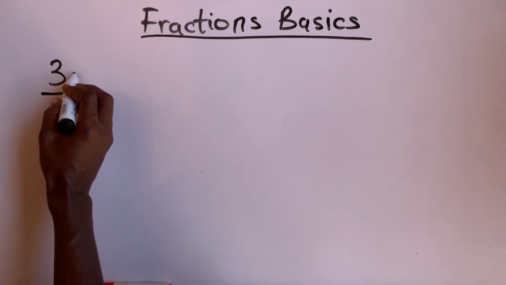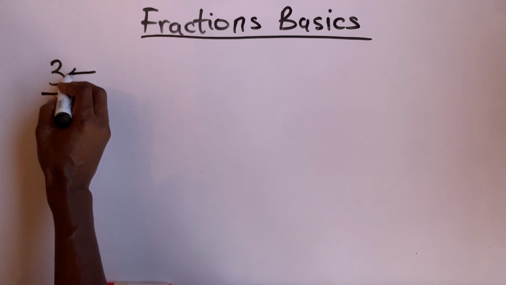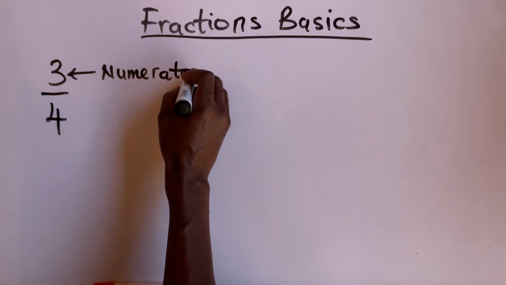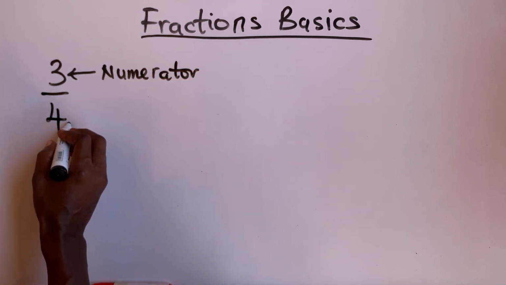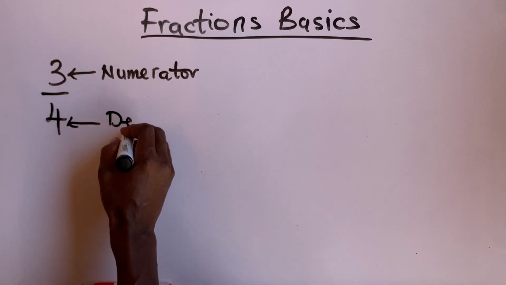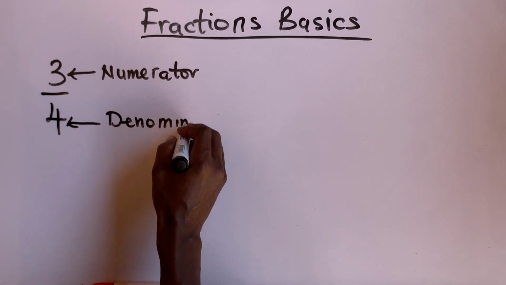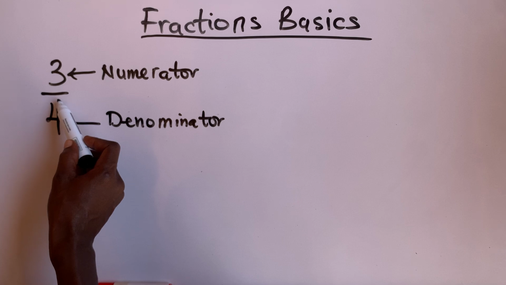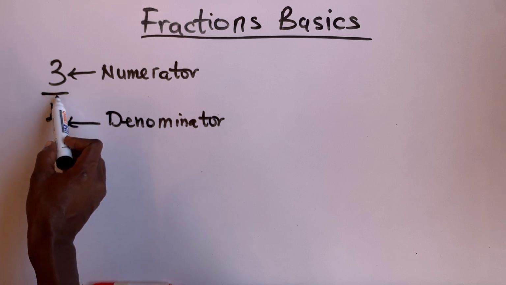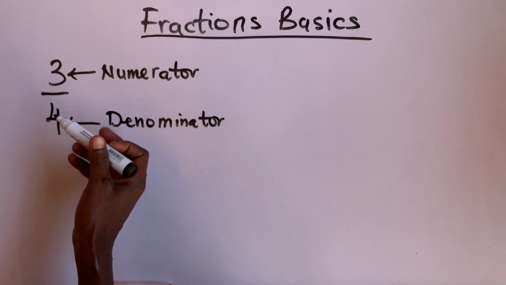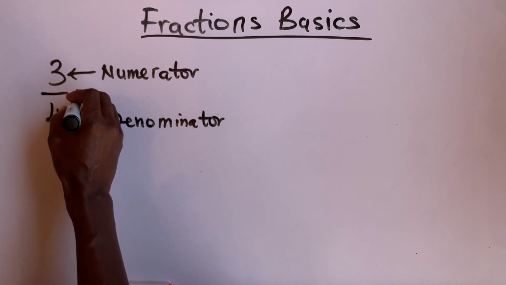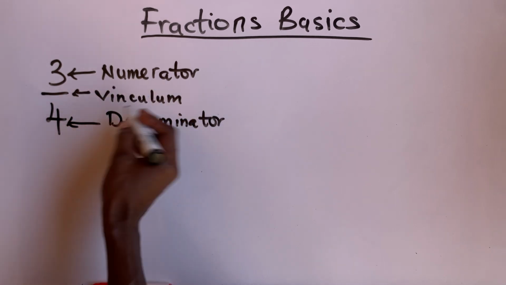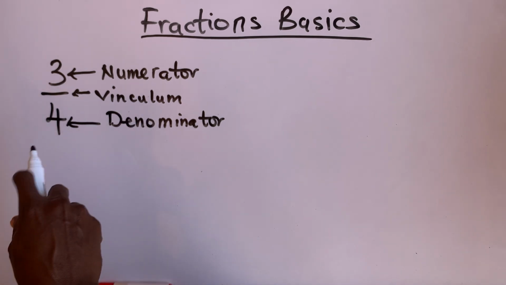The number on top here is called the numerator. And the bottom number here is called the denominator. Now we can see another part of the fraction, which is in the middle here, and we can call this the fraction bar, or we can call it a vinculum. That's a mathematical term for it, but normally we call it the fraction bar.